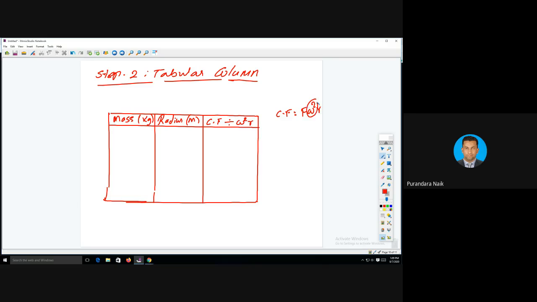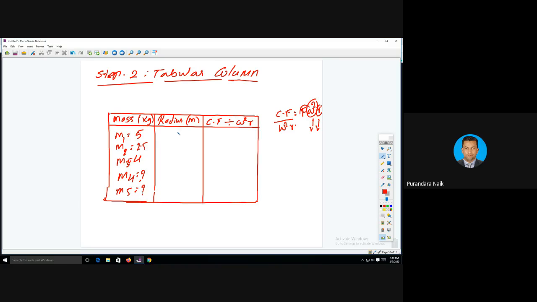This omega square is common for all the masses. R is also common for all the masses. So centrifugal force F divided by omega square into R. There is no change in that because omega square and R is common for all. So mass M1, let us take M1 is equal to 5 kg, M2 is equal to 2.5 kg, M3 is equal to 4 kg, M4 is unknown, and M5 is also unknown.